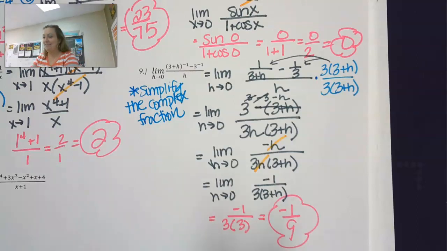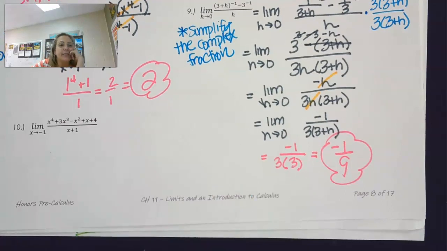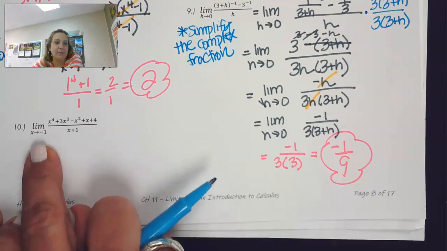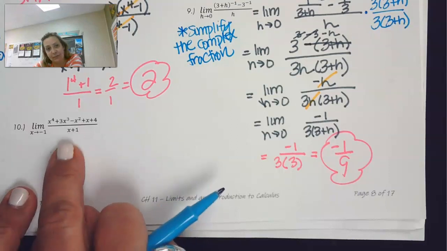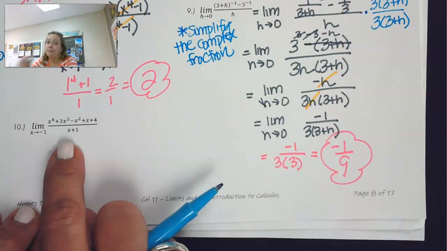One more of this super fun day. We're going to take the limit of x to the 4th plus 3x cubed minus x squared plus x plus 4, all over x plus 1. And we want that limit as x approaches negative 1, which we can see is going to be an issue, right? So what are we supposed to do?